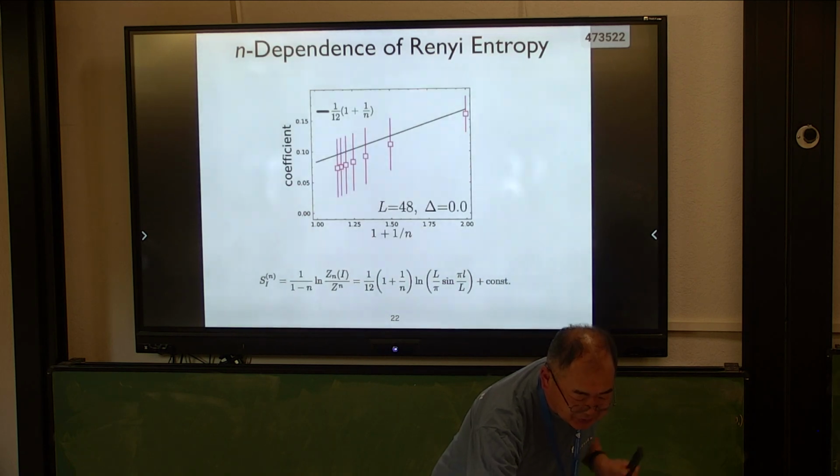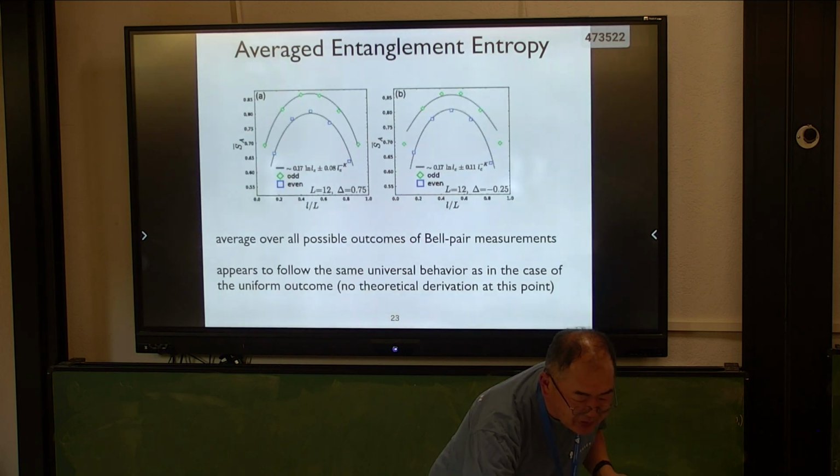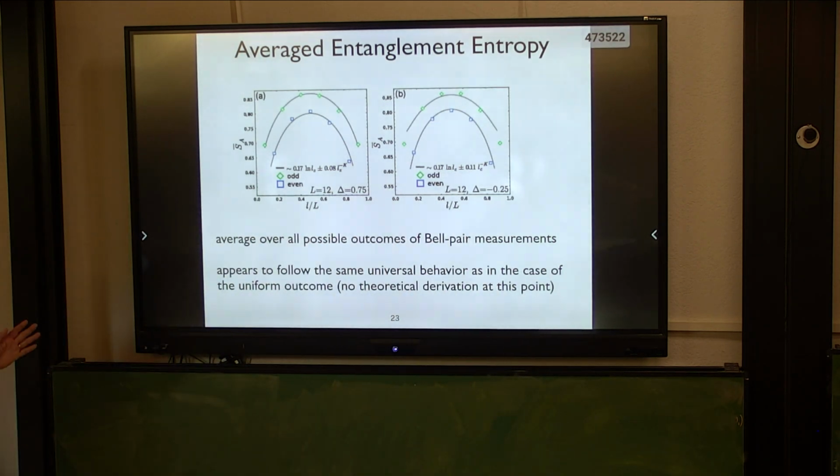And okay, so yeah, we can also compare Renyi entropy for general replica number n, which also agrees reasonably well. And then, as I mentioned, so far theoretically, I have only studied the very special case of uniform outcome or forced measurement. But if you imagine really doing this kind of measurement, then the measurement outcome is to some extent random.